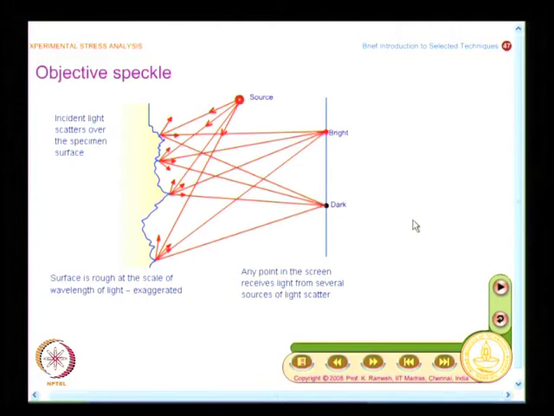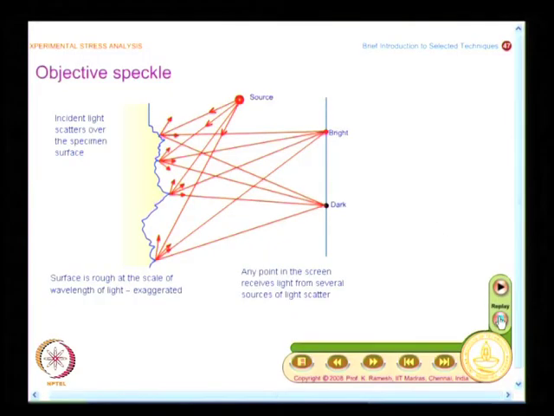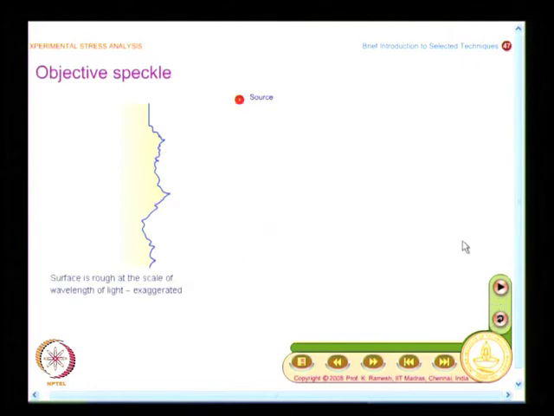We have seen how this formation of speckles actually happens. The light rays go and hit the model, on the surface of the model it gets scattered, and any point on the screen receives light from several points of scatter, and that is how you have to read the picture. You may finally have a picture like this, but how this picture came into existence, these are the sequence of operations. And if you want, I can repeat the animation once for clarity, you just see only the animation now.